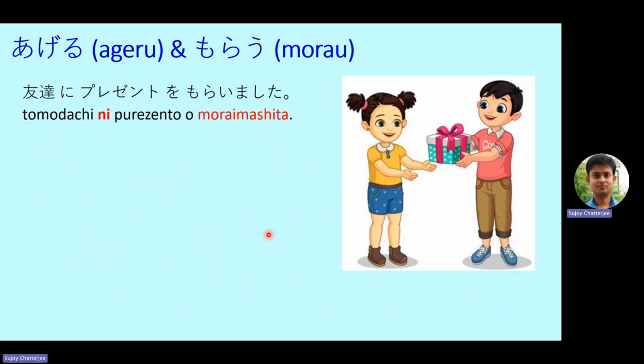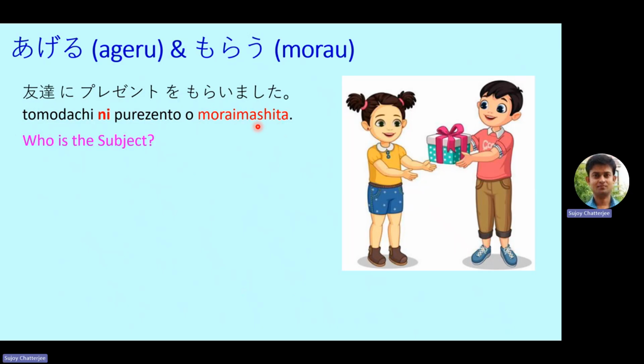Now, one test for you, a very quick quiz. You see this figure, you can understand what is happening here. And the sentence is Tomodachi ni purezento o moraimashita. Purezento is in katakana because it is the English word present. Now you have to tell me who is the subject in this picture. If the sentence is Tomodachi ni purezento o moraimashita, then who is saying this sentence?